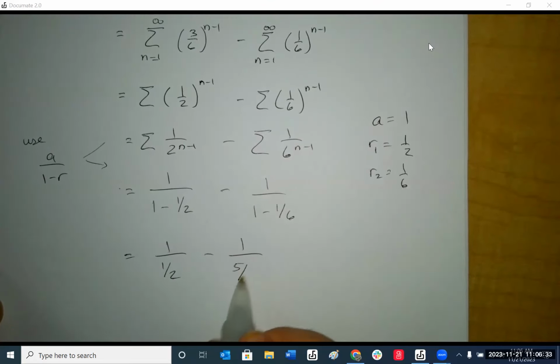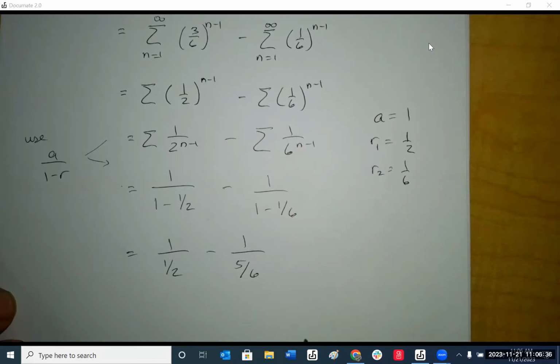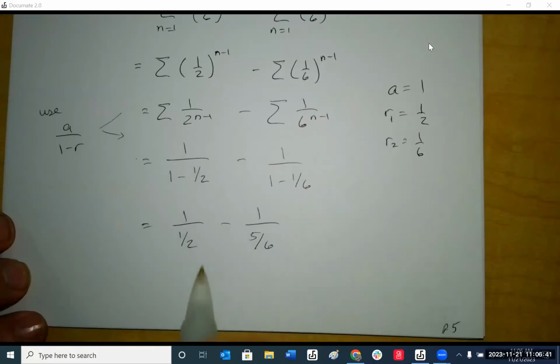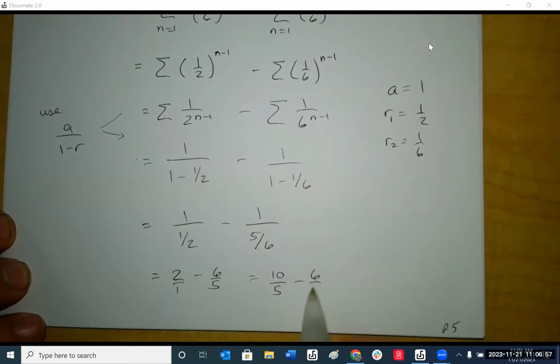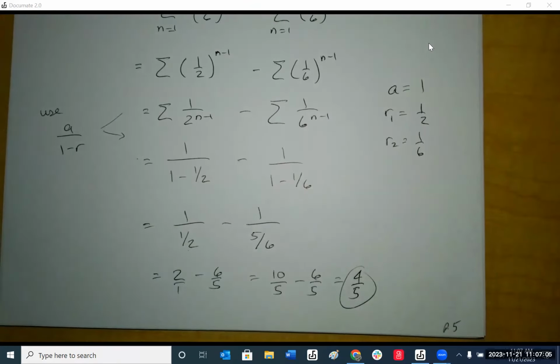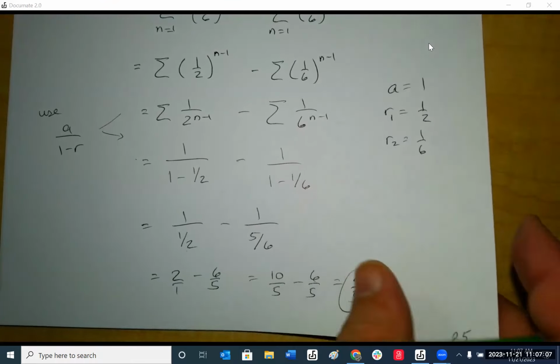Six over 6, so it's 5 over 6. One over 1 is 2. This is 6 over 5, which is 10 over 5 minus 6 over 5, which is 4 over 5. It's A. Let's look at B.